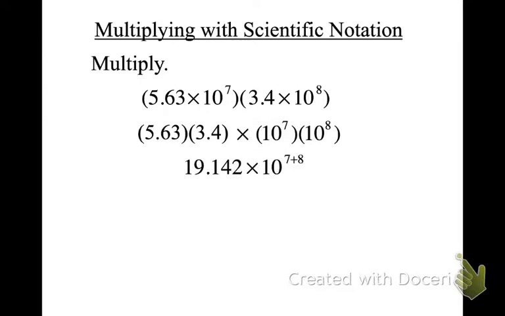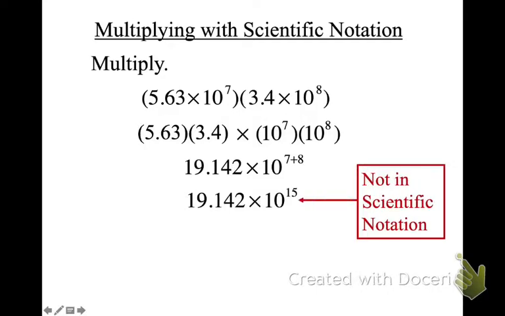Now, you will notice this looks like it's in scientific notation, but remember this rule? It's a number between 1 and 10. Is this a number between 1 and 10? No, it's not. So we have to manipulate this. So how do I change that to become a number between 1 and 10? I have to make it smaller by 1 and move the decimal over one place.